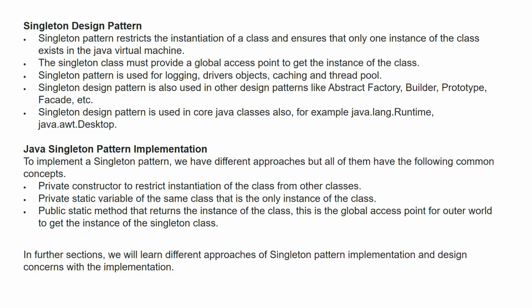Java Singleton pattern implementation. To implement a singleton pattern, we have different approaches but all of them have the following common concepts. Private constructor to restrict instantiation of the class from other classes. Private static variable of the same class that is the only instance of the class. Public static method that returns the instance of the class. This is the global access point for the outer world to get the instance of the singleton class. In further sections, we will learn different approaches of singleton pattern implementation and design concerns with the implementation.